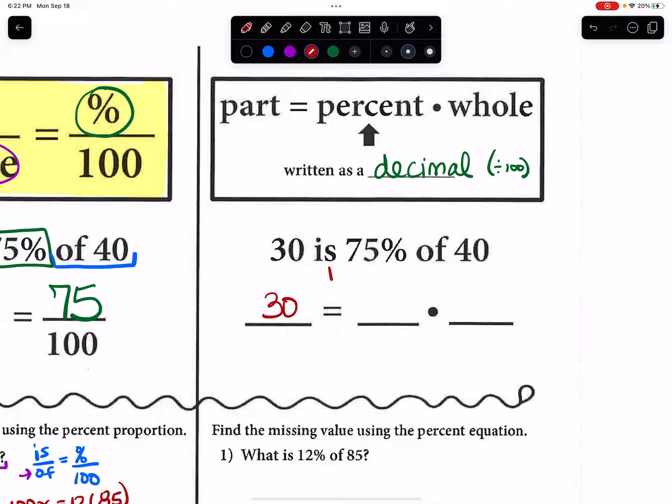30 is, and is an equal sign, 75% written as a decimal. Of in math means multiply, and then I have 40. So this says 30 is 75% of 40.